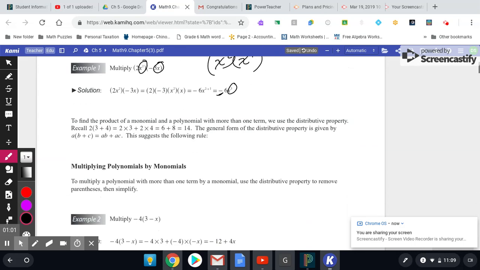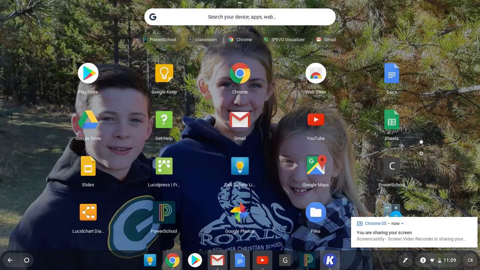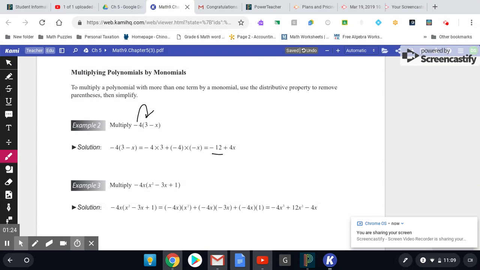All right, now we're going to talk about distributing. If this -4 is being multiplied by this set of brackets, that means everything in the brackets has to be multiplied by -4. So I'm going to take -4 times a 3 and get -12. Then I'm going to take -4 times a negative x, which is a positive 4x.